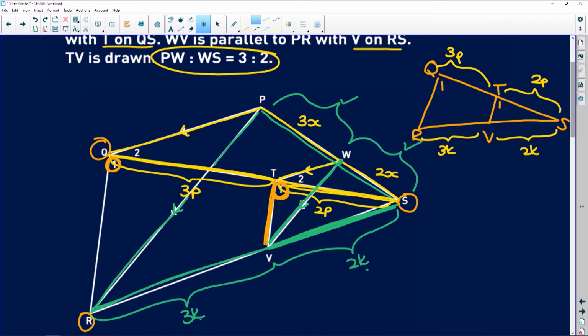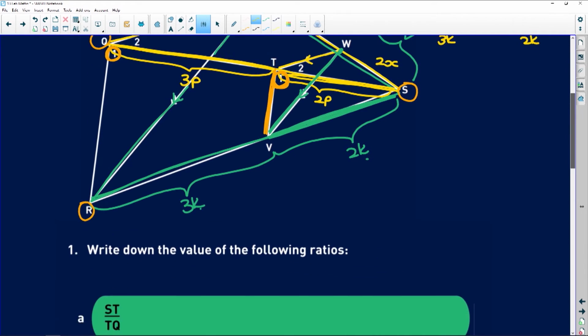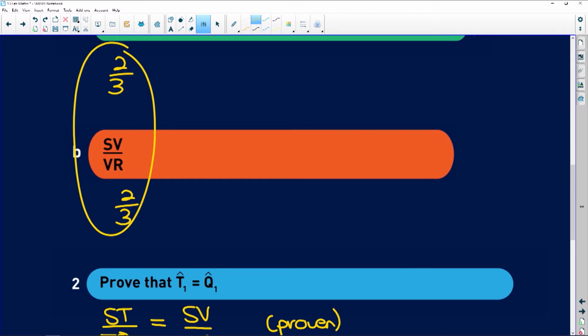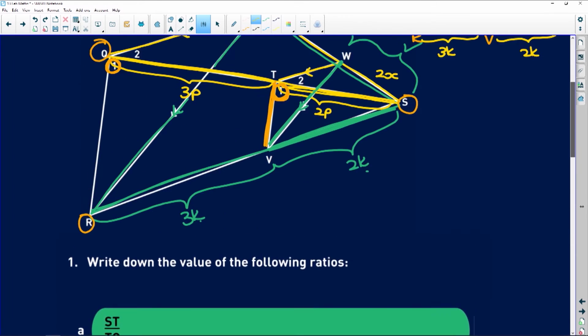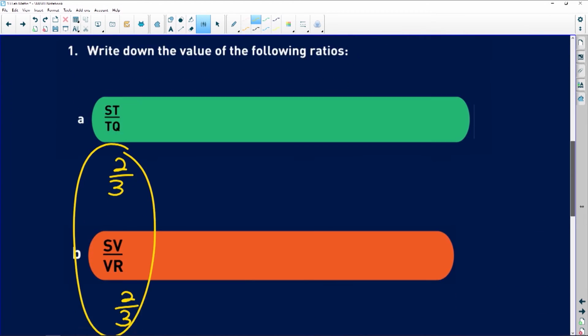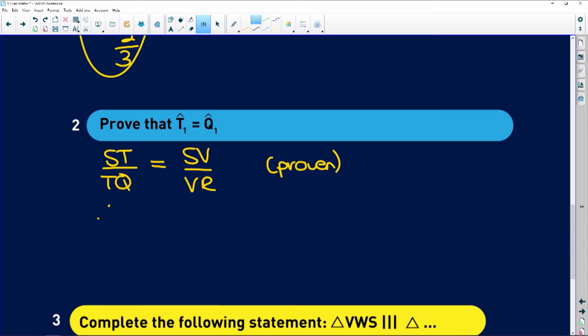So now if I can say ST to TQ is equal to SV to VR. We've proven that. We found that these two ratios are the same here, these ones over here. Okay? If I can say that these ratios are the same, it means that their sides are in proportion. Okay, so therefore, sides are in proportion.